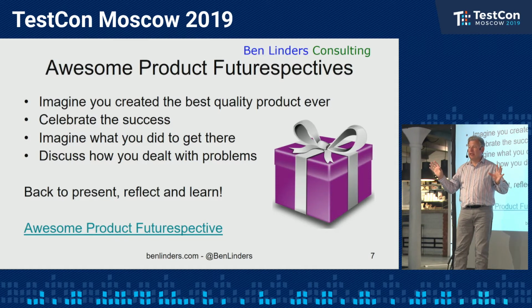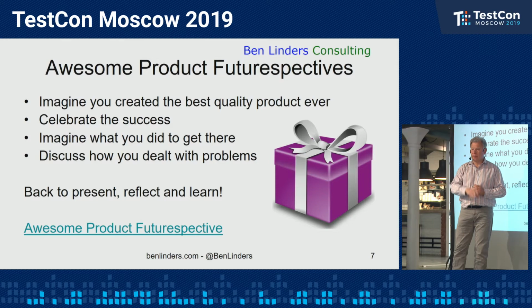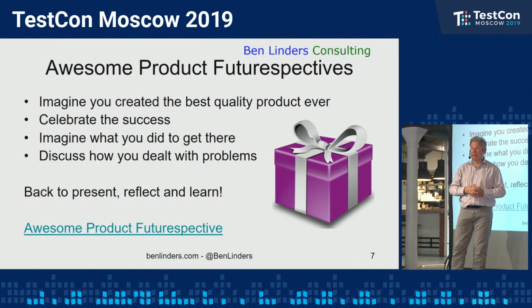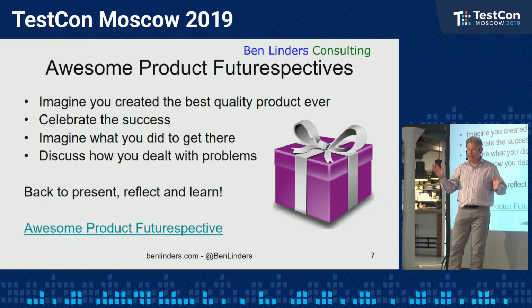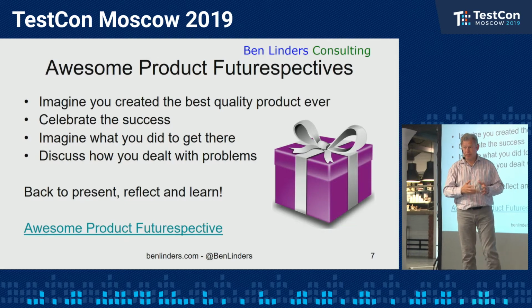Once you got a clear picture of this, now it's time to go back to the present and to look at this and say, okay, what can we do to get from where we are right now to where we would like to be able to deliver these kind of awesome products to our customers? What are the steps that we can take? And there might be a big distance between that, depending on where you are in your organization.